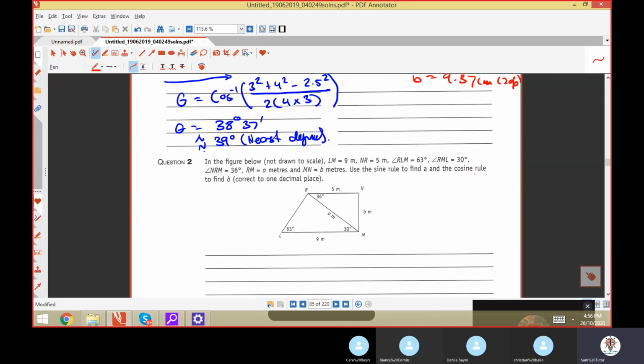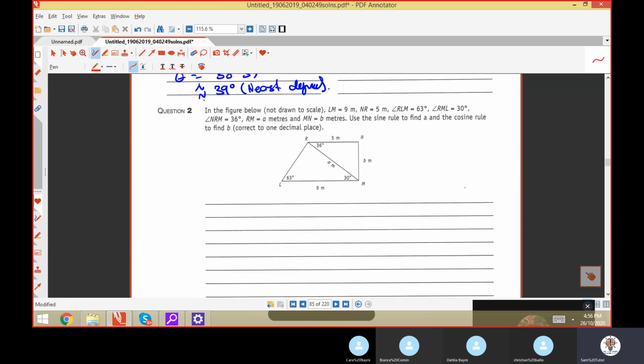Okay. Whoa, what on earth is this? So, in the figure below, not to scale, you've got all these numbers here. Use sine rule to find A and cosine rule to find B. Okay, well, first of all, in the HSC exam, they won't give it out like that, okay? They literally just told you the instructions how to do this question. It's not like that for the HSC, alright? But this style of question could be asked, but not in the way this is asked.